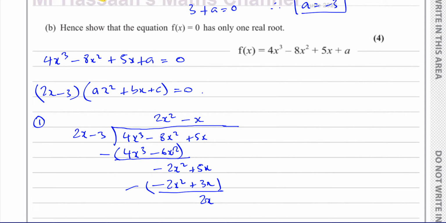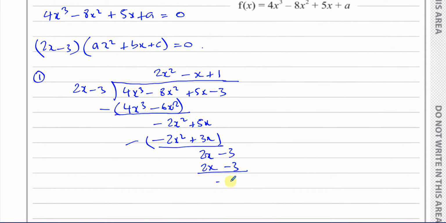We worked out that a is minus 3, so we can just replace it with minus 3. Then 2x goes into 2x plus 1 times, and 1 times 2x minus 3 is 2x minus 3. There should be no remainder, because we know for sure 2x minus 3 is a factor of the expression. When you divide something by one of its factors, you get no remainder. And so now we have 2x squared minus x plus 1 is what you get when you divide these.